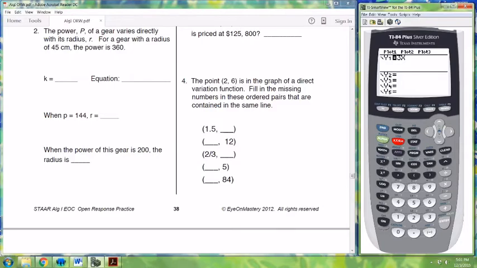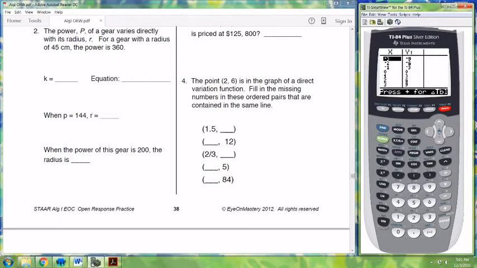On this problem over here, they have some ordered pairs that they want us to fill in. So I'm going to go to the table on my graph. So I'm going to hit second graph, go to the table. So not all of the numbers listed are going to be the numbers that they're asking me for.